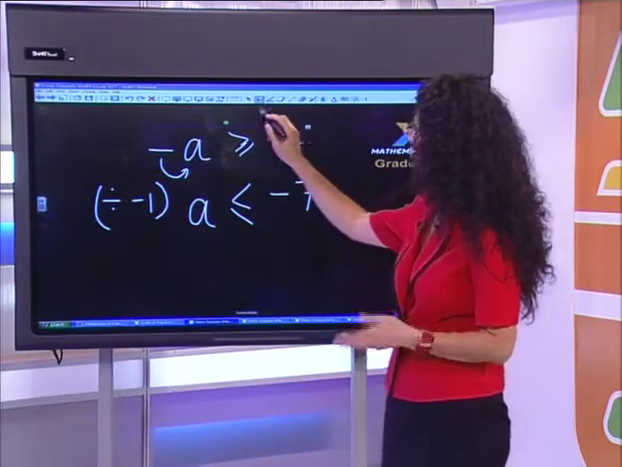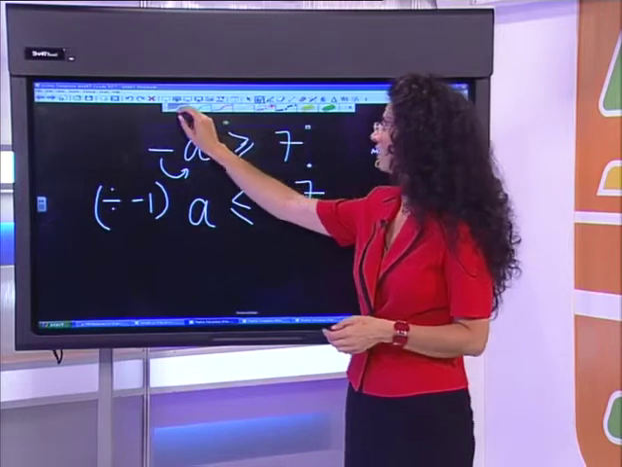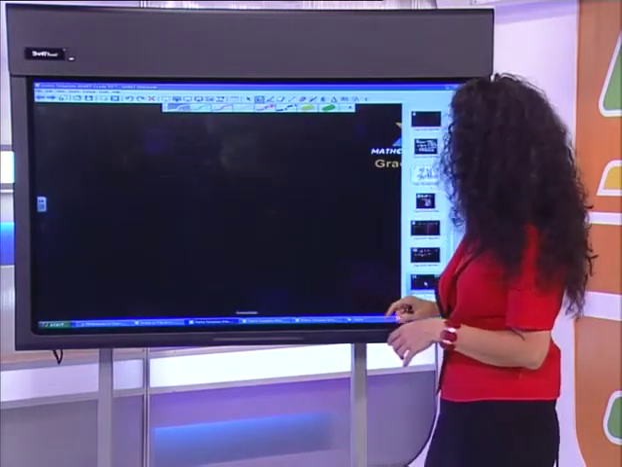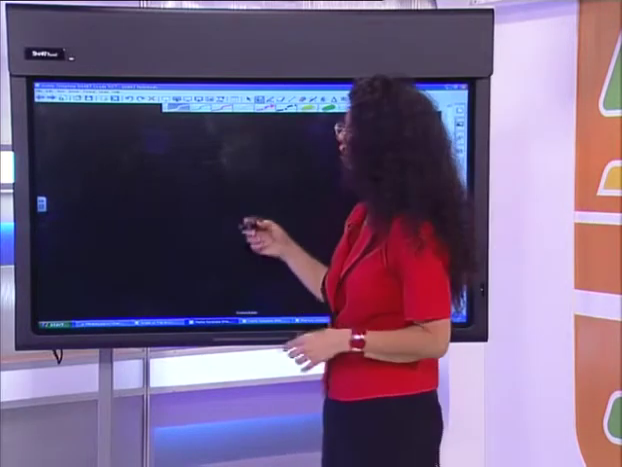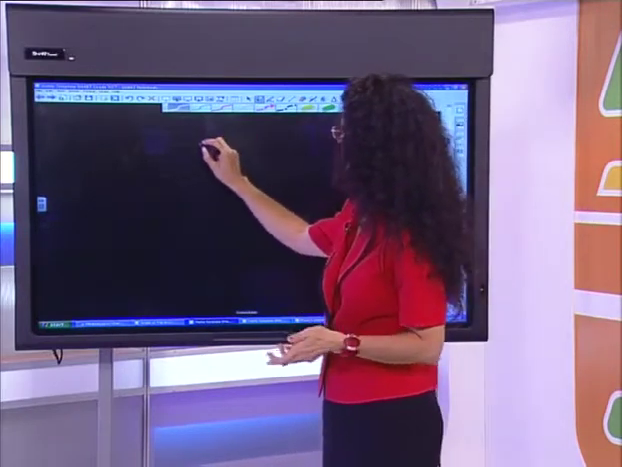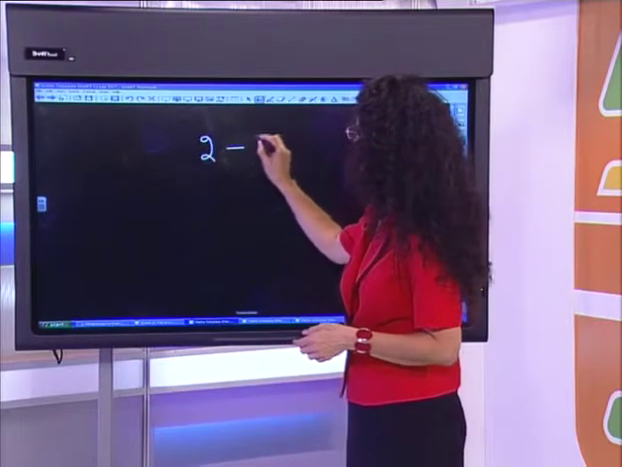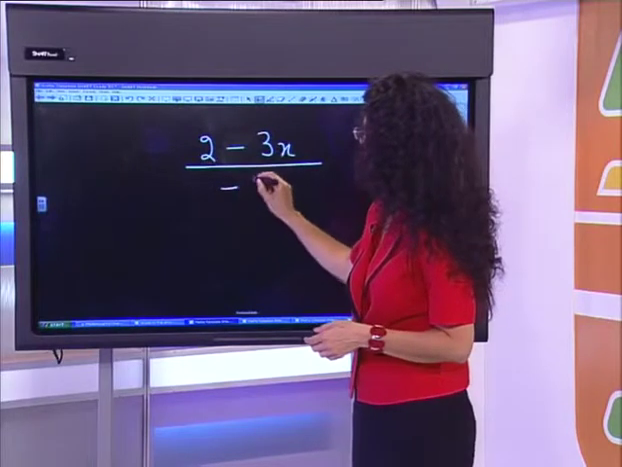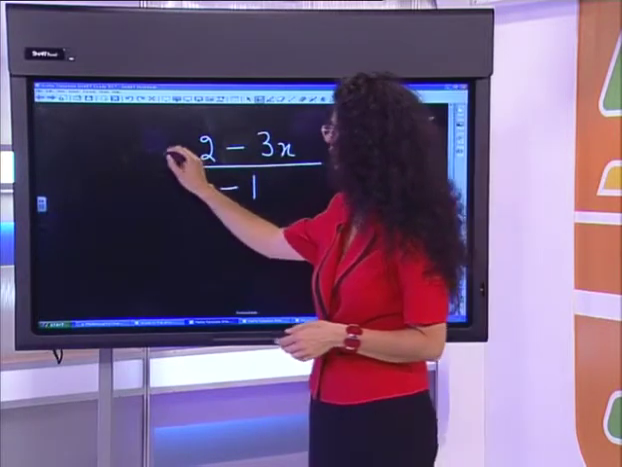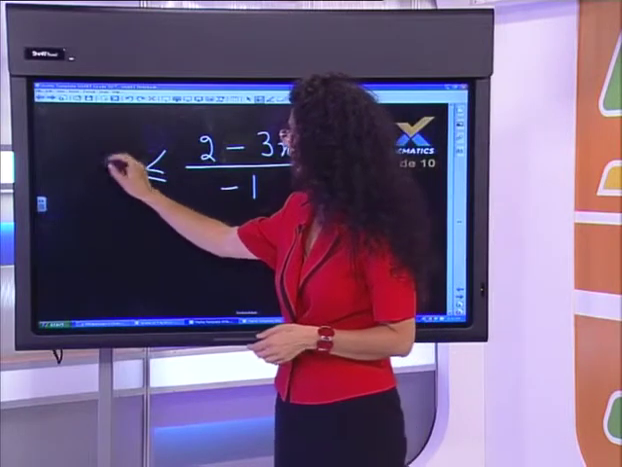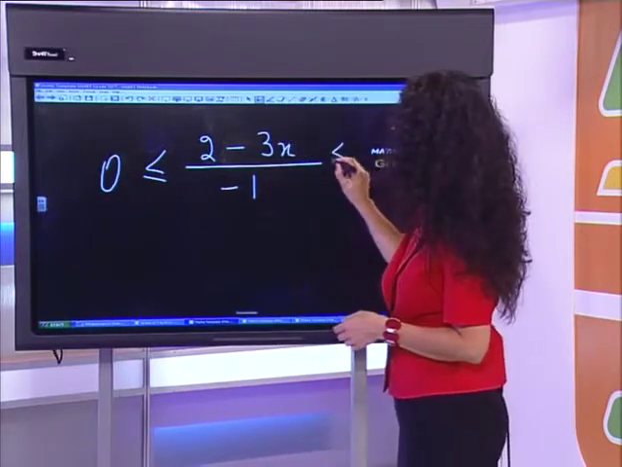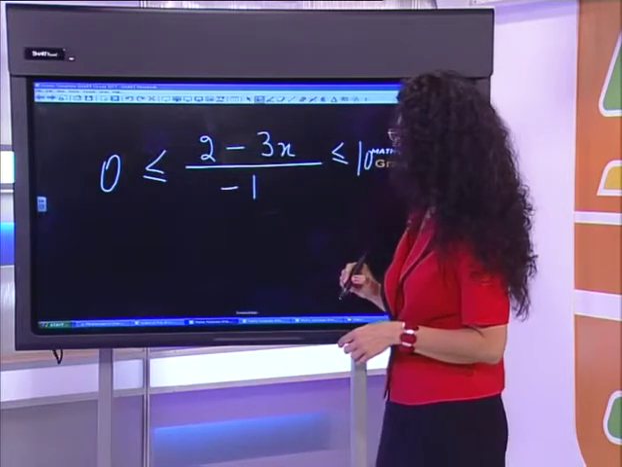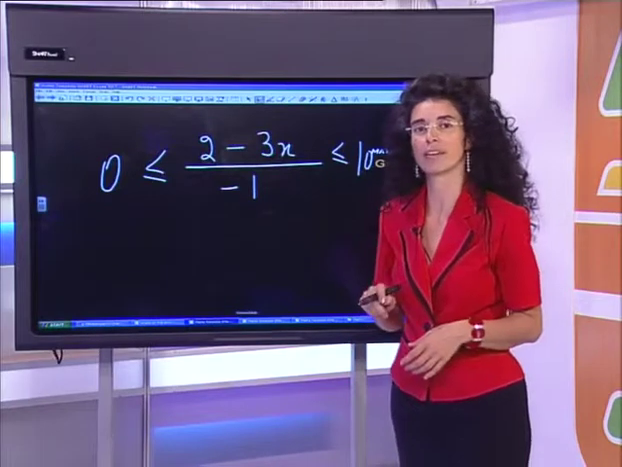And then for a more challenging one, in grade 10, that's as challenging as it gets, let's give you maybe a double inequality with a fraction. How's that? So if I gave you a double inequality, we'd go (2 minus 3x) over negative 1. And let's set a double inequality, so greater than 0 and smaller than or equal to, let's make it 10. And let's see what you come up with.